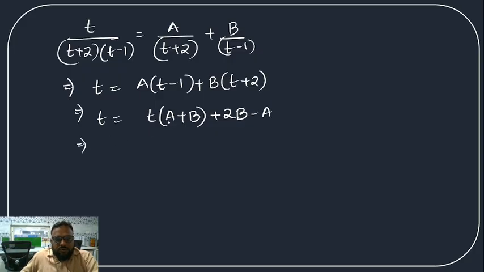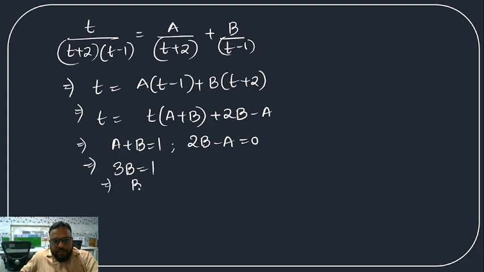Now, when you equate the coefficients, the like terms, I'll get a plus b equal to 1 and 2b minus a equal to 0. On further simplification, from here I'll get 2b is equal to a. In the place of this a, I'll substitute 2b. Then I'll get 3b equal to 1. From here, b equal to 1 by 3. Similarly, since a is equal to 2b, a I will get as 2 by 3.